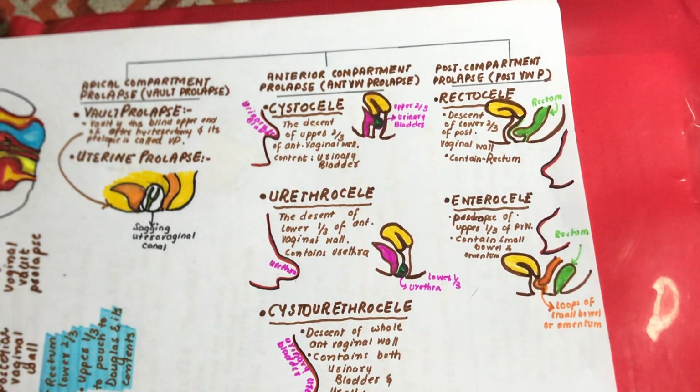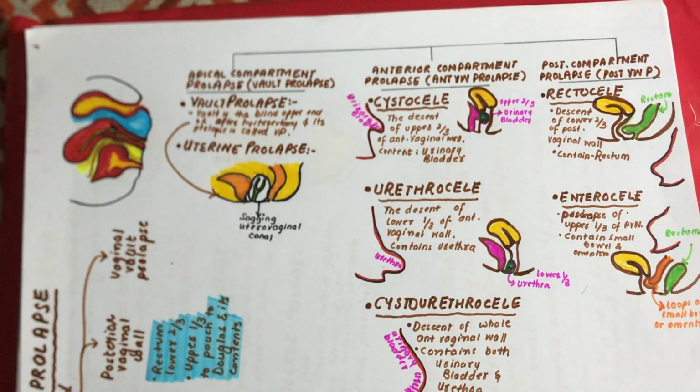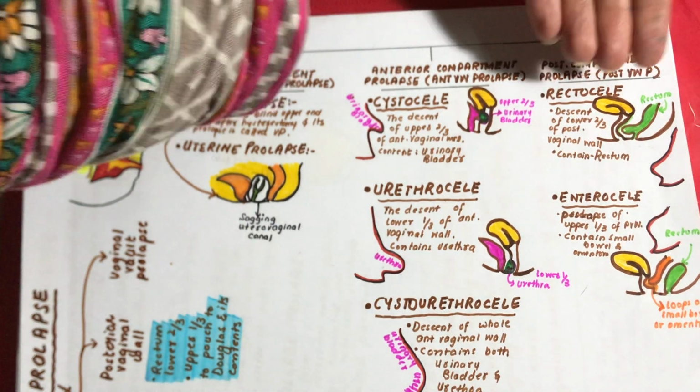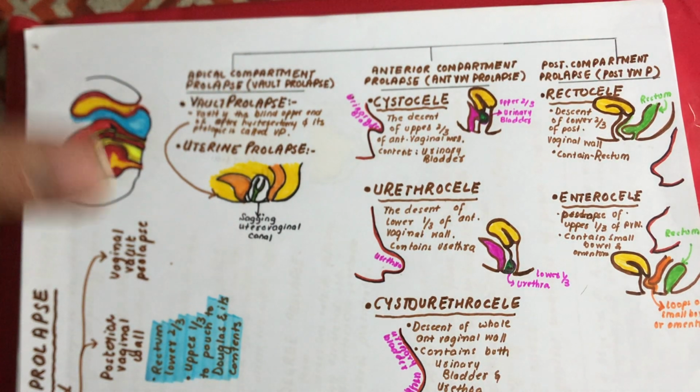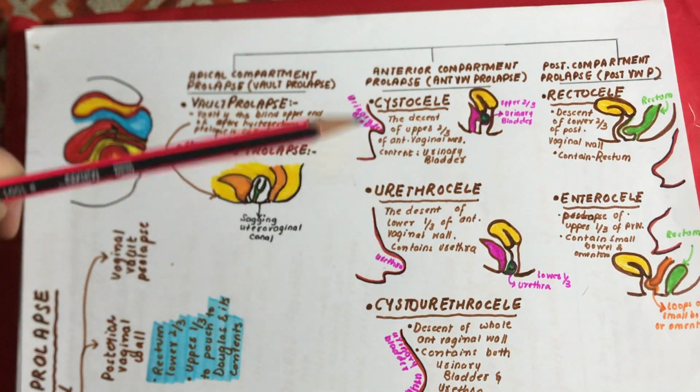When you are asked in your exam to classify pelvic organ prolapse, you have to first divide it into apical compartment prolapse, anterior compartment prolapse, and posterior compartment prolapse. In anterior compartment prolapse, you have to talk about cystocele, urethrocoele, and cystourethrocoele.